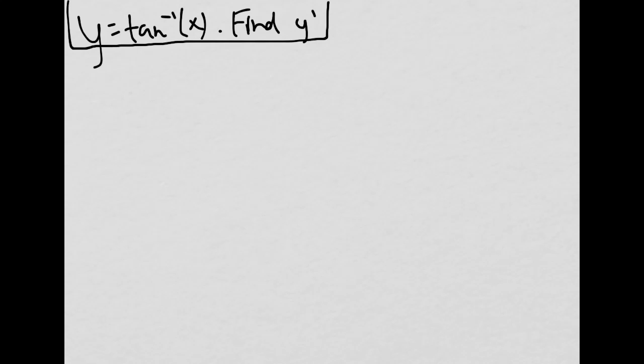So the first thing I'm going to do is write that tan of y is equal to x. And I know that's true because I can take the tan of both sides here. If I take the tan of this, I get tan of y. If I take the tan of this, well, tan and tan inverse cancel and give me x out.